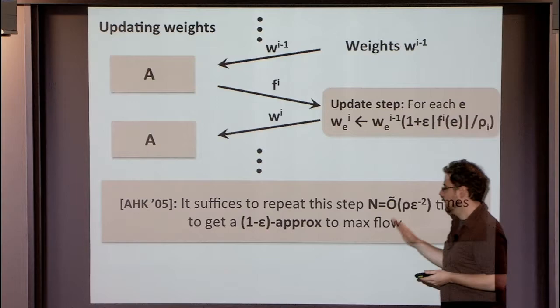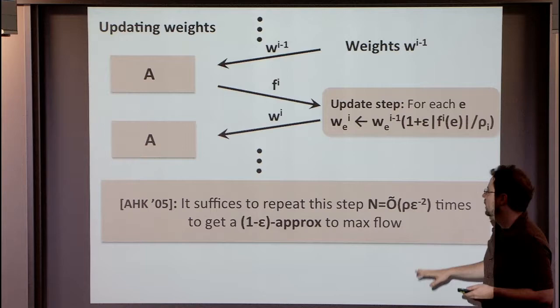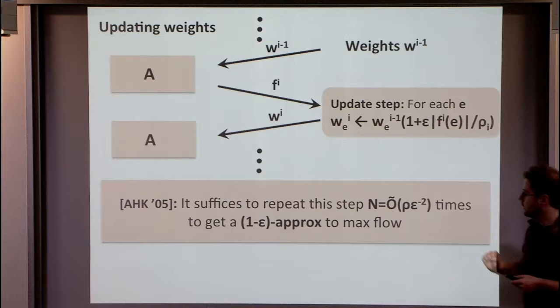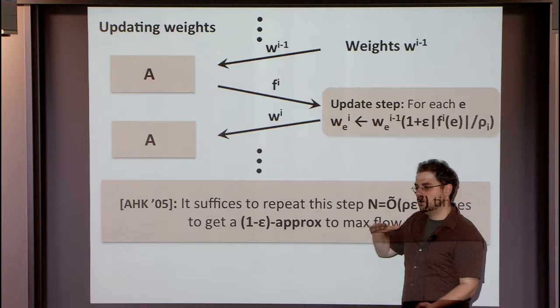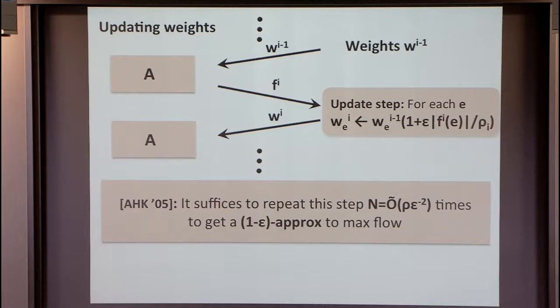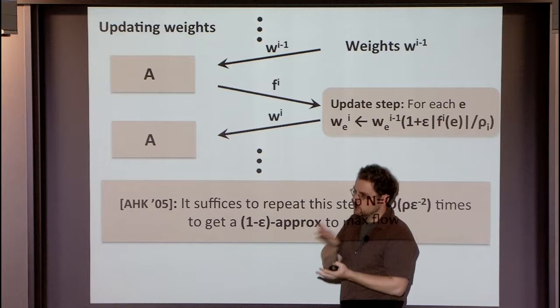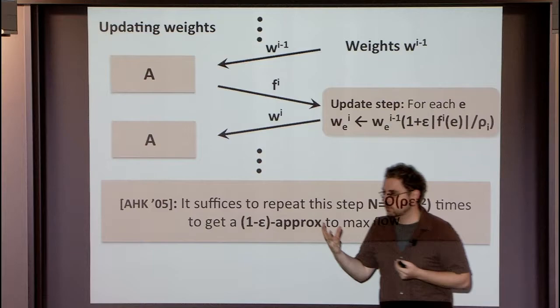This is not, they are not the first one to come up with this bound, but this is one place to just look it up. Essentially, you will notice that once you take roughly rho over epsilon squared iterations of this method, then this average will always correspond to a 1 minus epsilon approximate maximum flow. Essentially, what will happen is that the overflow of each edge will be at most 1 plus epsilon what it should be. Then you can just divide by 1 plus epsilon, so you will get a feasible flow that achieves roughly 1 minus epsilon of the flow value.